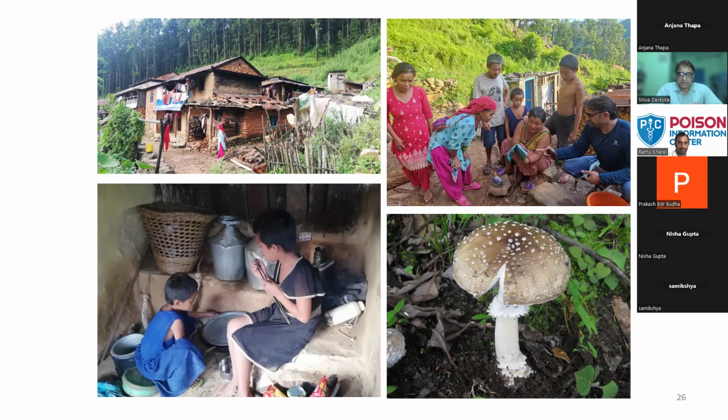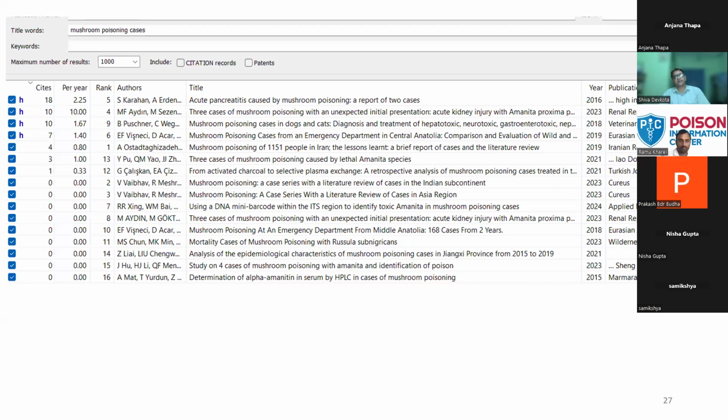So these are some cases from local scenarios. Apart from that, these days we are making a kind of systematic review of the poisoning cases in Nepal, looking at cases from the last 15 years, and we still need to produce our paper.